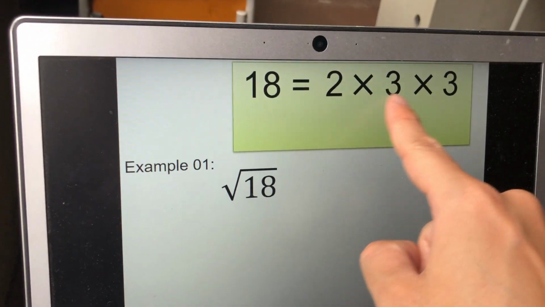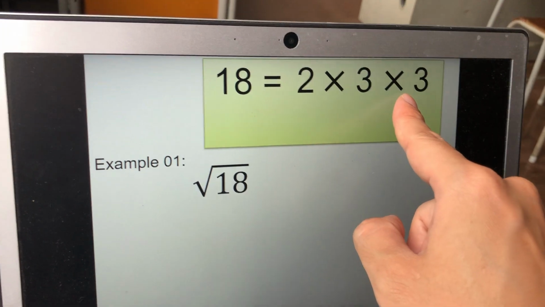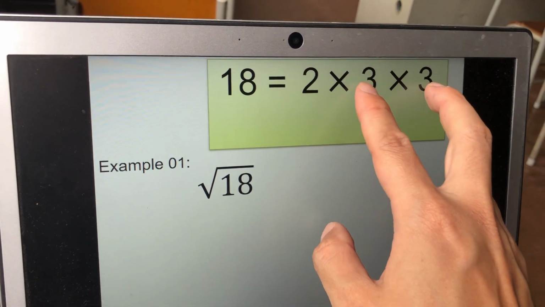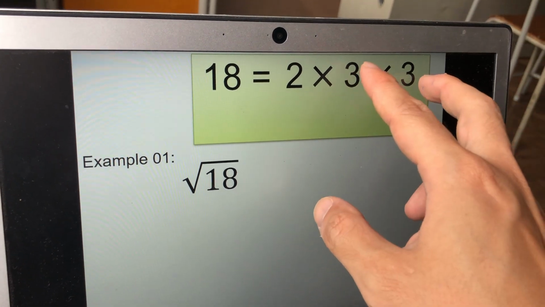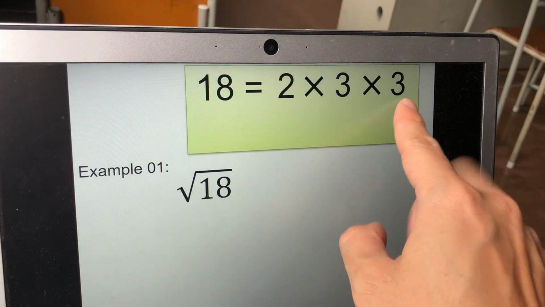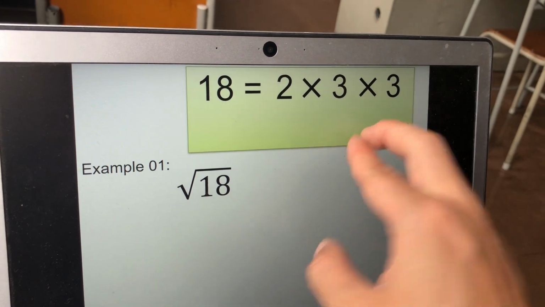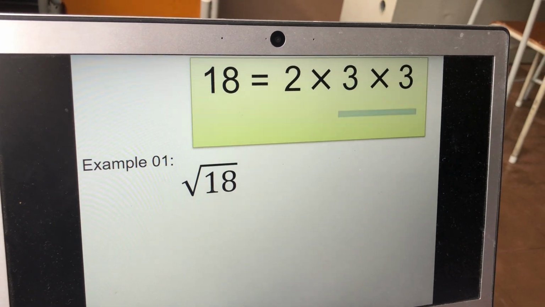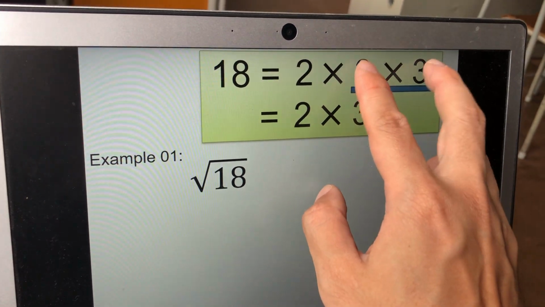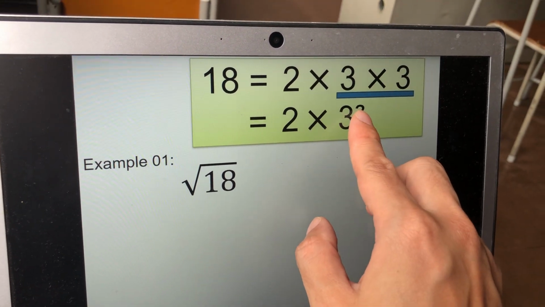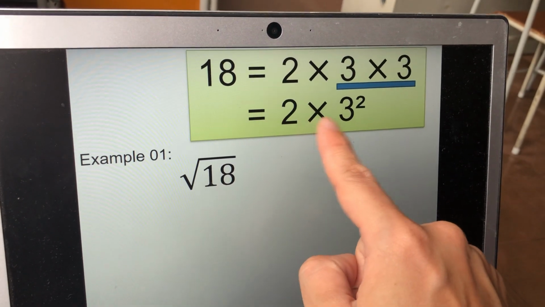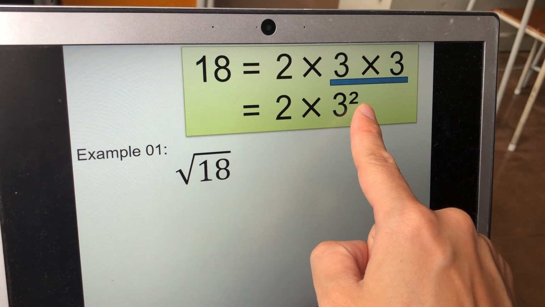And then look at all these prime number factors. If you have 2 of them exactly the same, they could be combined into the same group. So 3 and 3 are the same, right? So this part, you could combine them into 3 to the power of 2. 3 times 3 is 3 to the power of 2. So that we have 18 equals 2 times 3 to the power of 2. Alright?